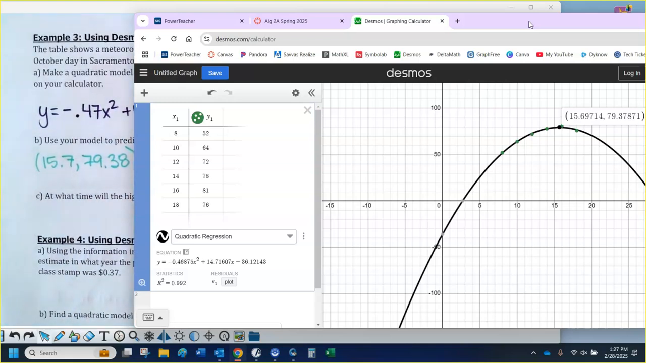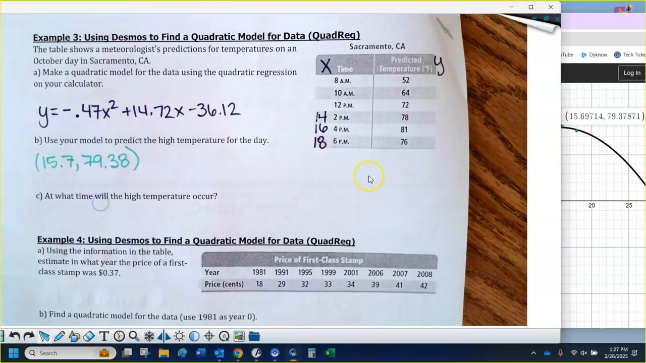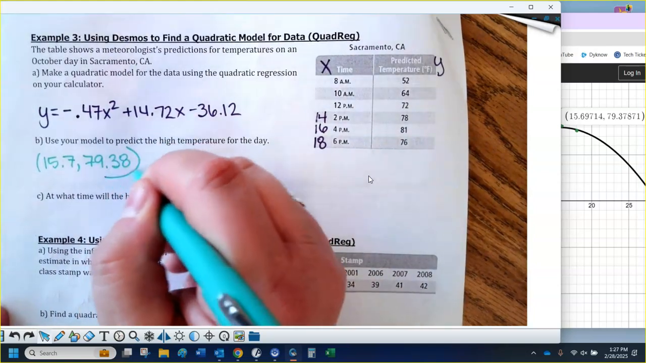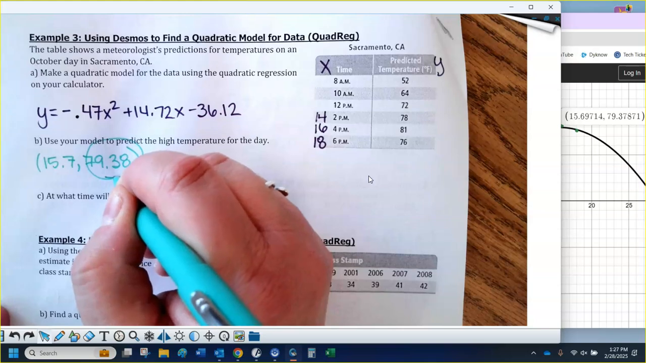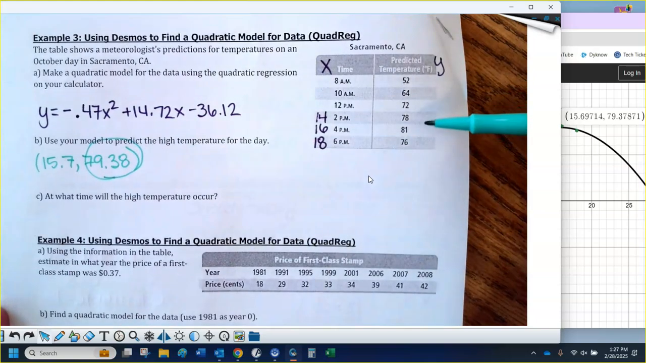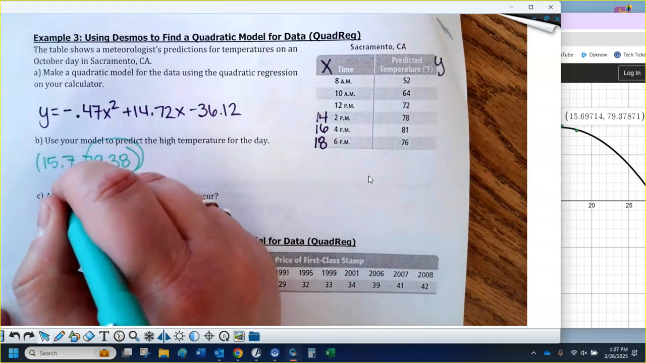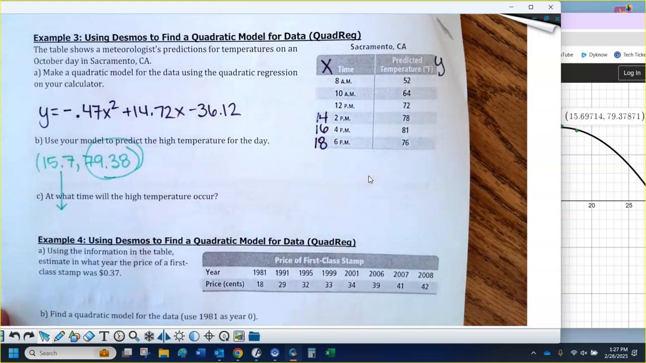I just wrote down the vertex, just got that from the graph. Just click on the parabola, and then a little gray point should snap to it to give you the vertex. Or you could do negative b over 2a and then plug it in, and you could get the same thing. I'm just using the graph because we had it on the graph. Now, this says use your model to predict the high temperature for the day. So that would be the y-coordinate of the point. And you can see it's a little bit off because actually in the list of temperatures, they went up to 81. So it's a little bit off, but that's okay because we're just using this as a model. The time would go for this part of the question.